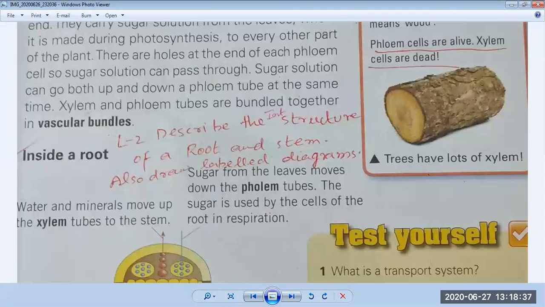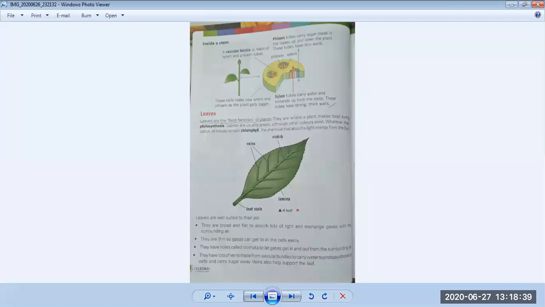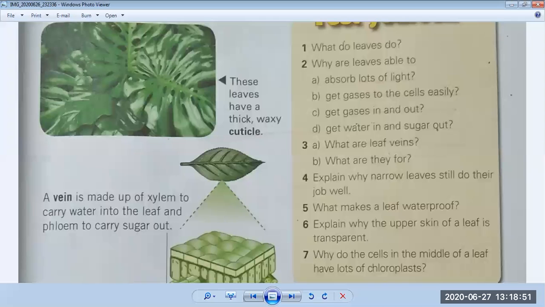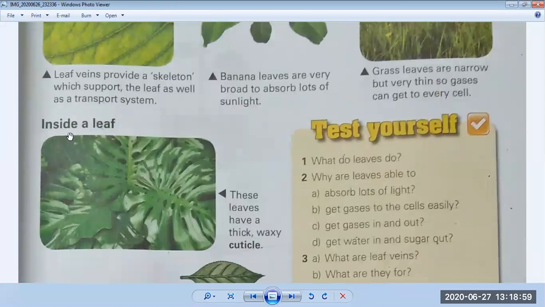We have discussed what is inside a root. Now we have discussed the inside of the stem, and I was talking with you about the leaves. What is happening inside the leaf? You can also see it. The structure of the leaf is very important. If you see in your book, I was telling about the leaf.